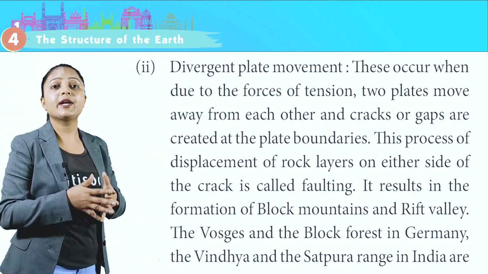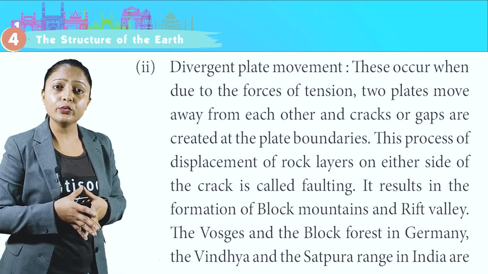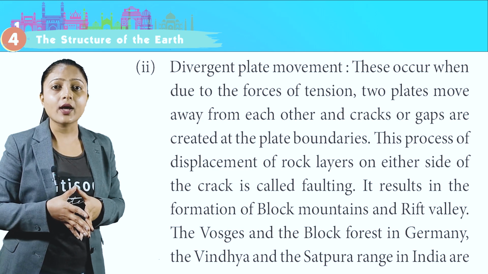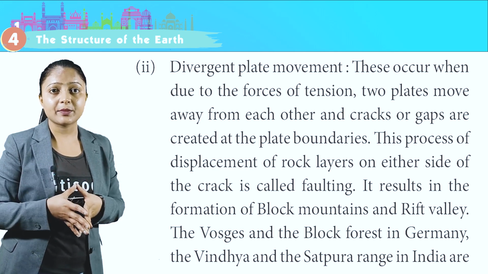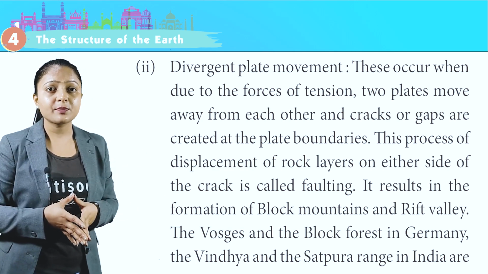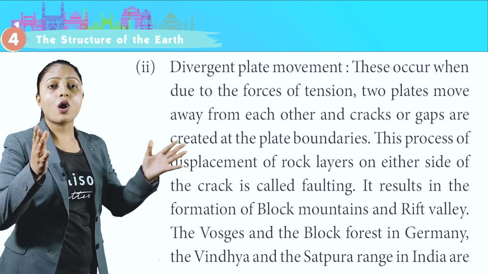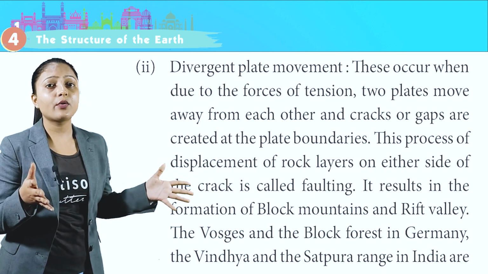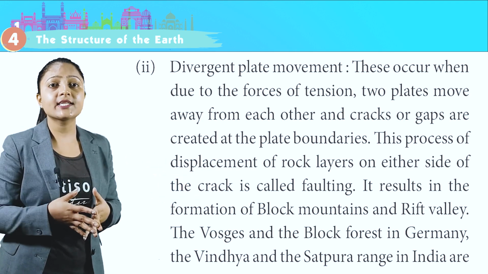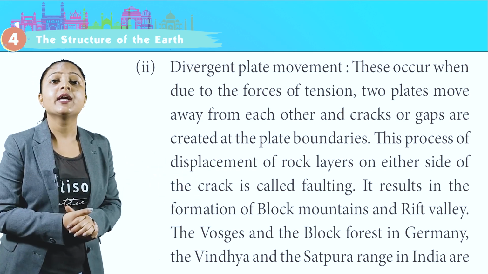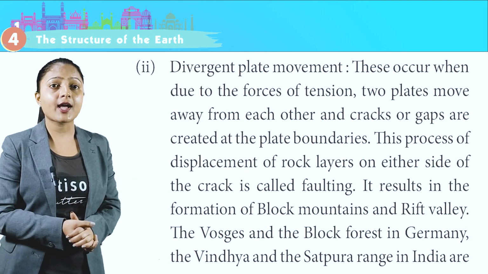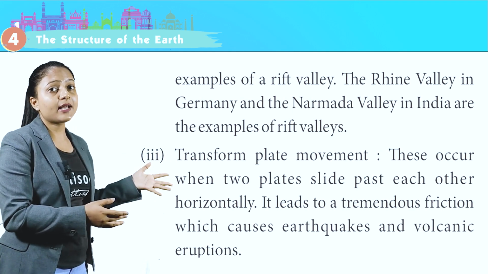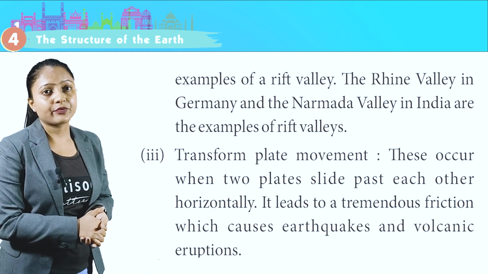Second, divergent plate movement. These occur when, due to the forces of tension, two plates move away from each other and cracks or gaps are created at the plate boundaries. This process of displacement of rock layers on either side of the crack is called faulting. It results in the formation of Block Mountain and Rift Valley. The Vosges and the Black Forest in Germany, the Vindhyas and the Satpura Range in India are examples of block mountains. The Rhine Valley in Germany and the Narmada Valley in India are examples of rift valleys.